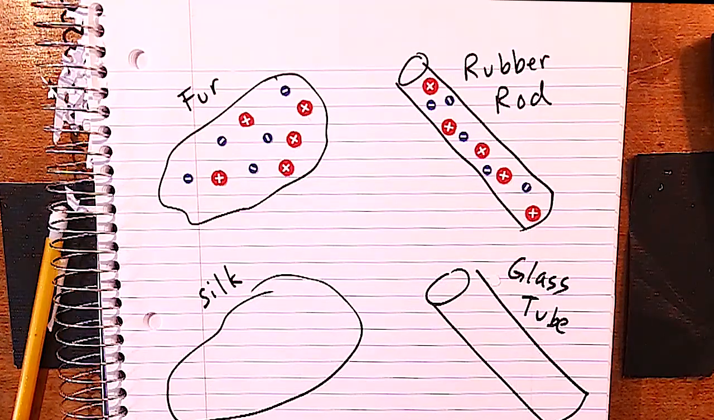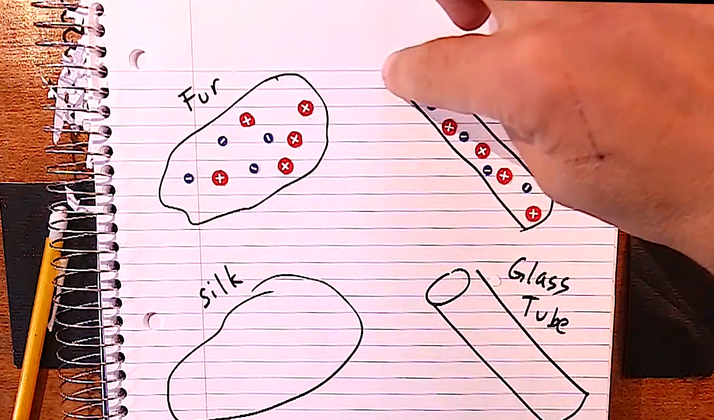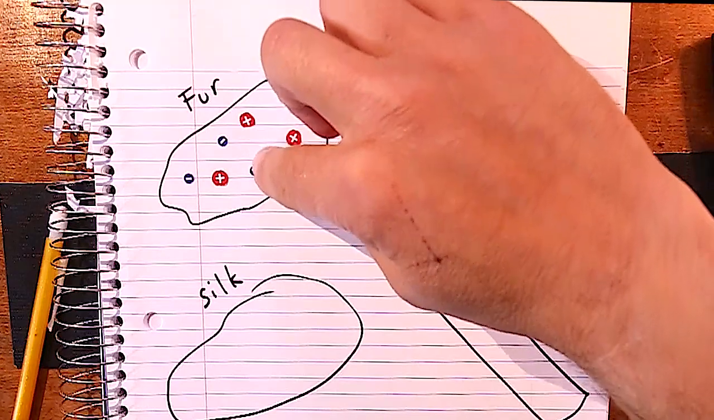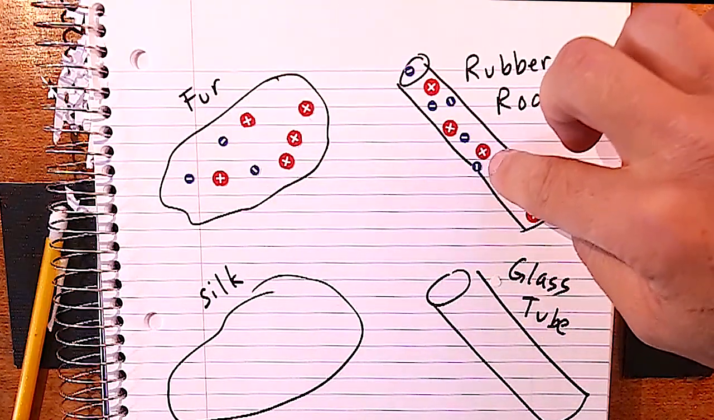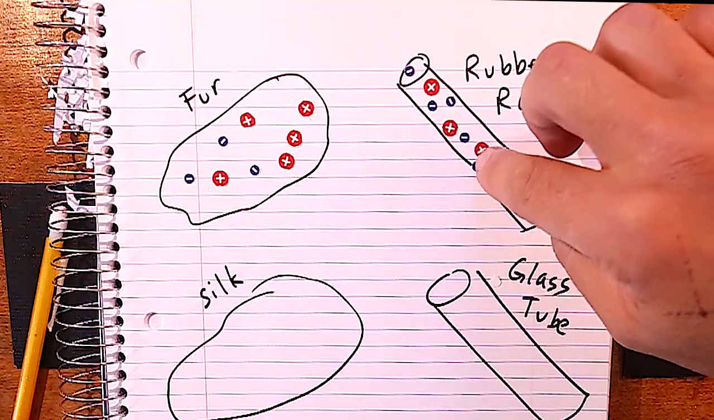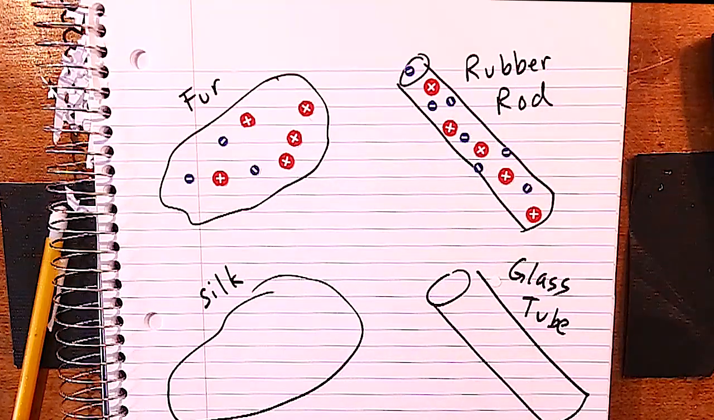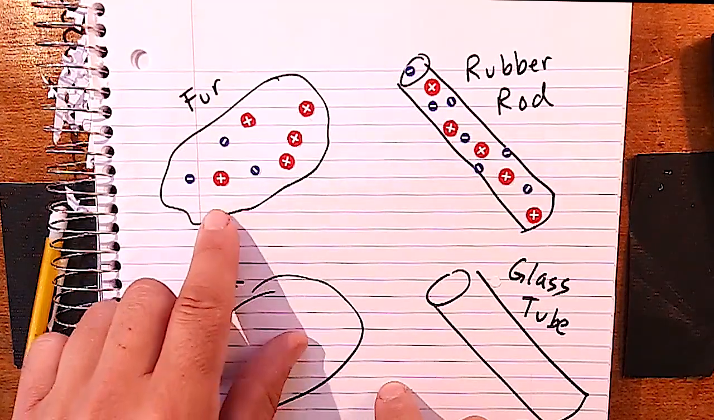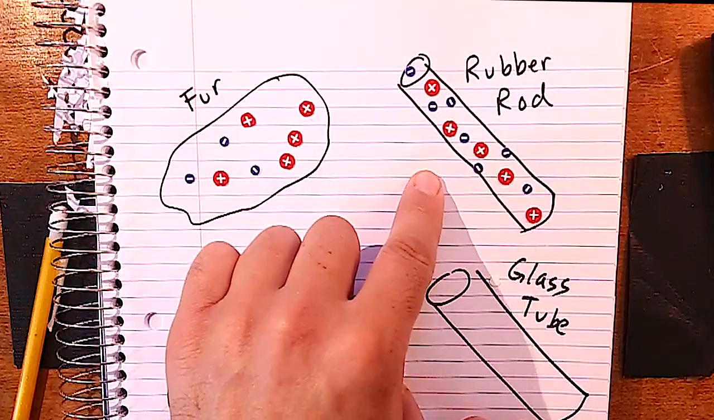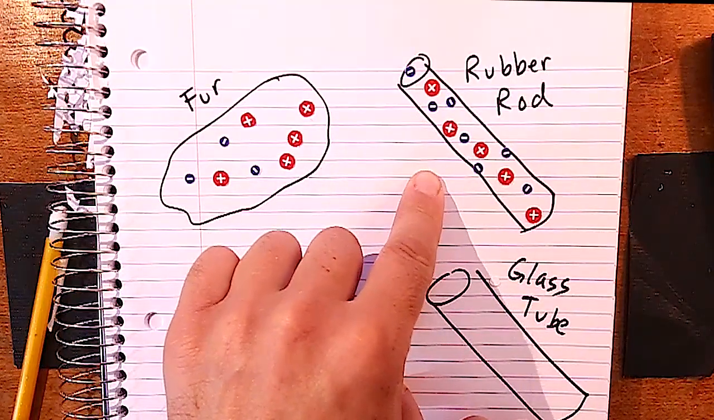Well, the question would be, why does it become negative? And the answer is that it becomes negative because it gained electrons. So the only way that an object can become negative is by getting more electrons, and the only way that an object can become positive is by losing electrons. So the fur becomes positive from losing electrons, and the rubber rod becomes negative by gaining electrons.